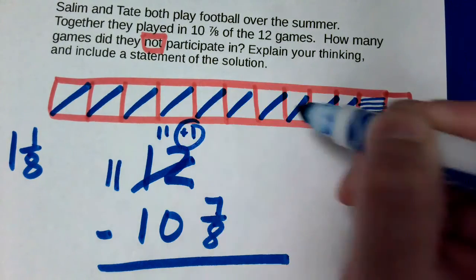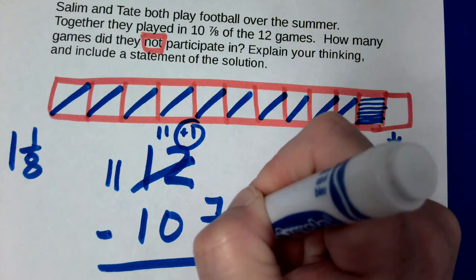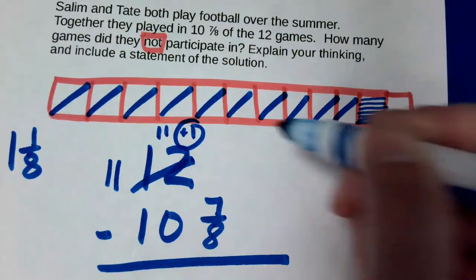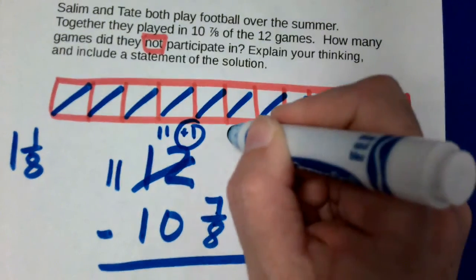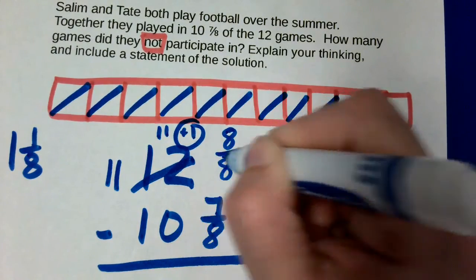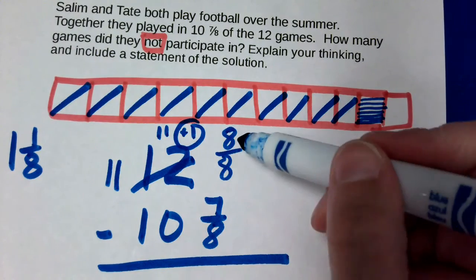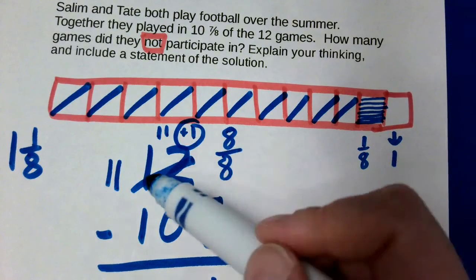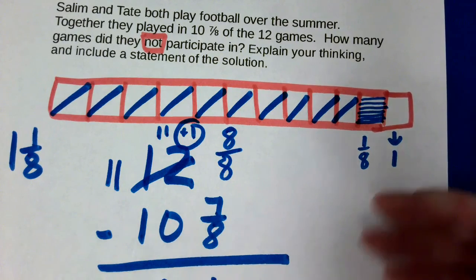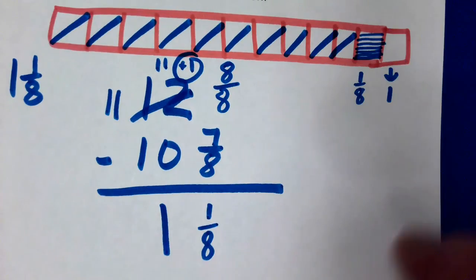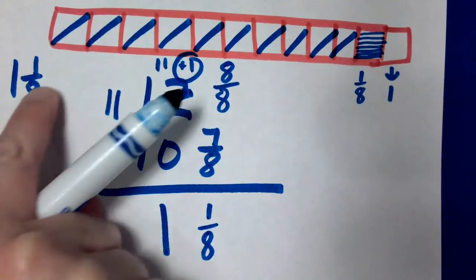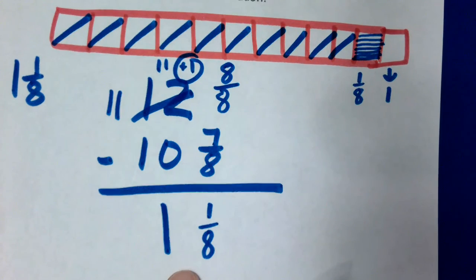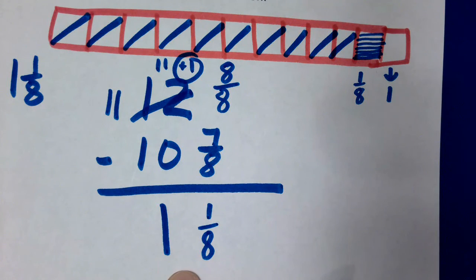And then my 1 that's over here, I'm going to have a common denominator and make an equivalent fraction to 1. And in this case, it is 8/8. Okay, so I have 8/8, take away 7/8, I get 1/8. And 11 take away 10, I get 1. So this answer that I had gotten over here with my tape diagram is the same answer that I got here with my standard algorithm.